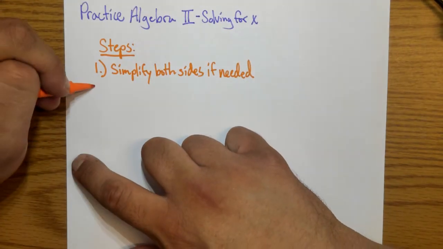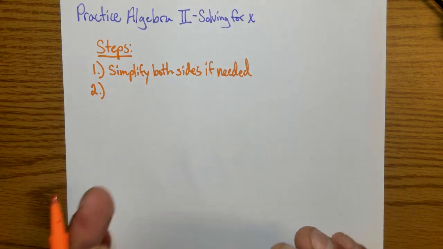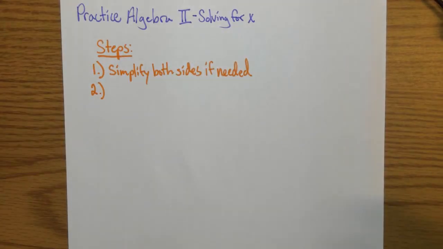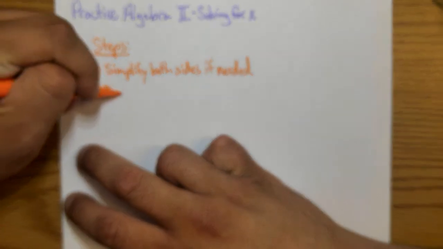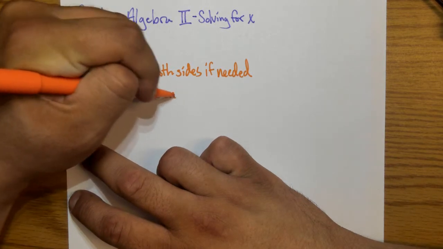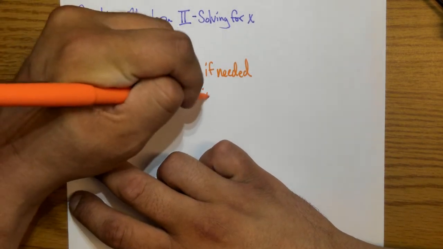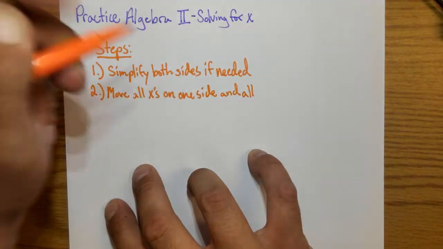And then step 2, after we have everything simplified, we want to move all of the x's onto one side, and then all of the constants, or just numbers, constants are numbers with no variables, onto the other side. And it doesn't matter if you put the x's on the left, x's on the right, it'll be the same. Sometimes one way will be easier than the other, depending on the problem itself. So let's see, move all x's on one side and all constants. I'm going to write constants here.